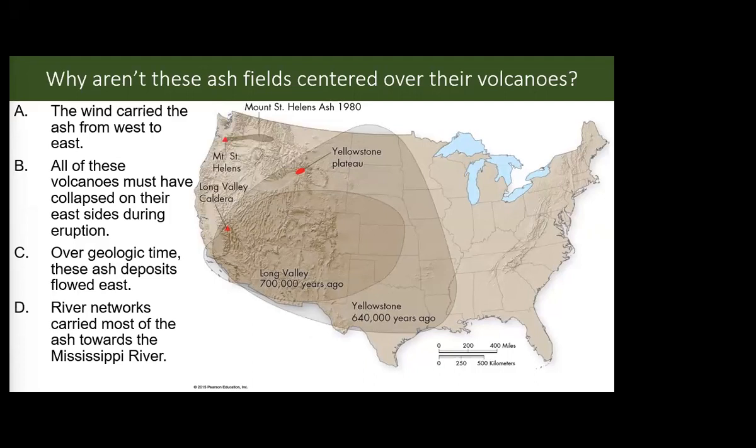So if you imagine an eruption, you'd think that it would spread out laterally in all directions. So why don't we have these centered on that particular eruption? Why is it the ash is spread differently than in all directions?